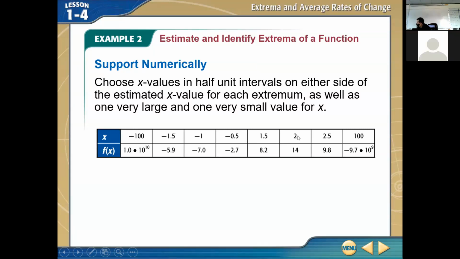Okay, so then our point 2, where we said we had a relative maximum. When we plugged in 2 into our equation, we got 14. When we plugged in 1.5, we got 8.2. And when we plugged in 2.5, we got 9.8. So 14 is greater than 9.8, and 14 is greater than 8.2. So within these 3 points, or this given interval, this is our relative maximum. Once again, because our left and right end behavior continue in opposite directions, we have no absolute extrema.